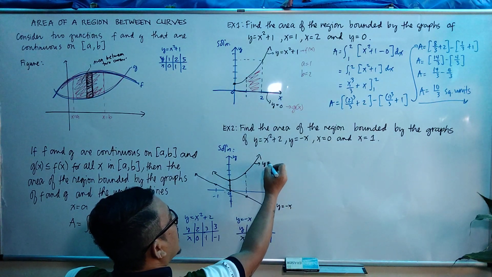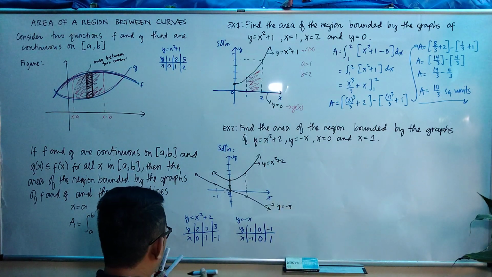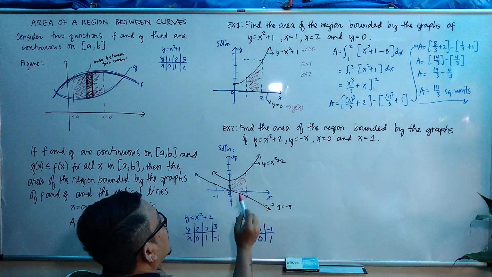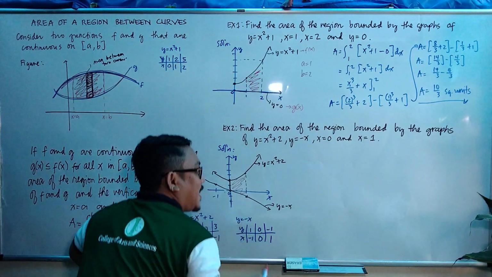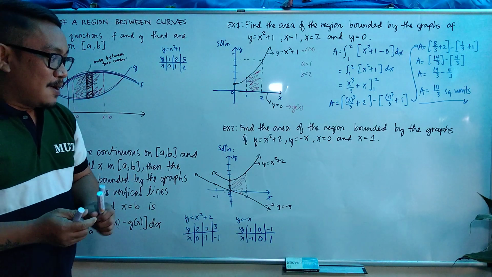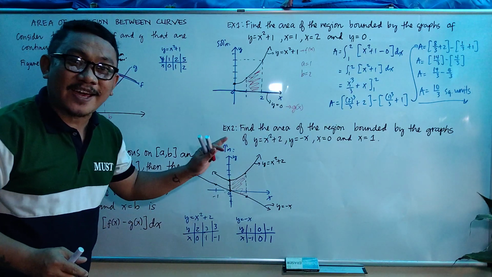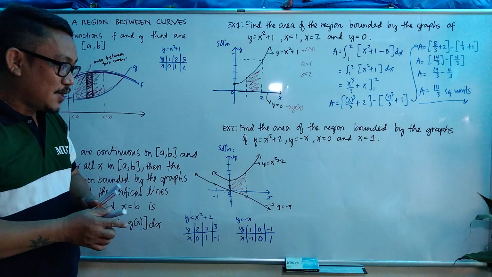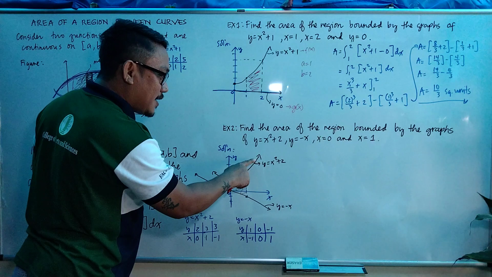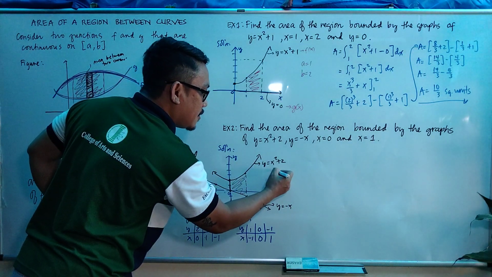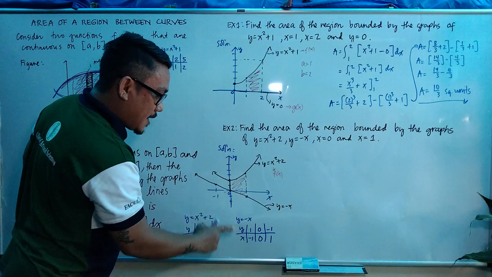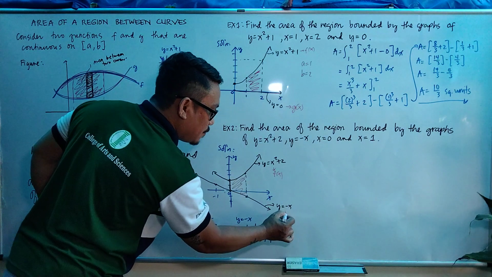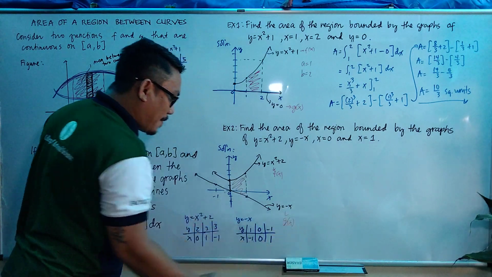So, this is the graph of y is equal to negative x, and this one is y is equal to x squared plus 2. Meaning to say, we will solve the area here, between 0 and 1. Once you sketch the graph, it's clear which one is f of x or g of x. The one on top is your f of x, and the one below is your g of x.